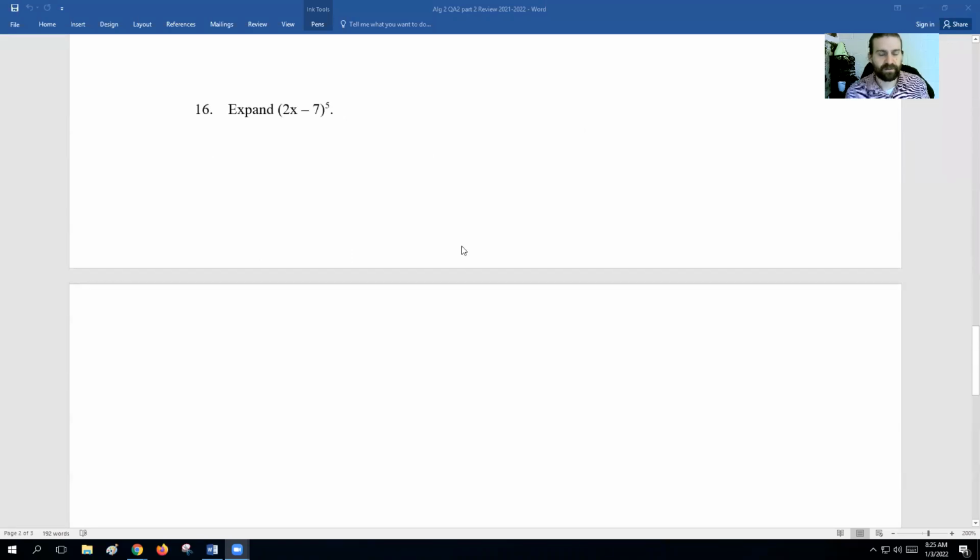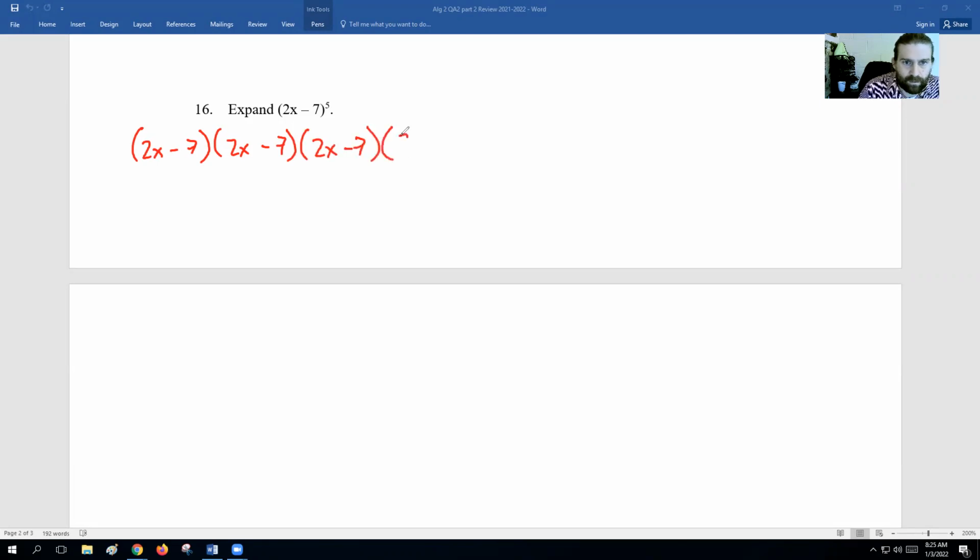All right, last question here is binomial expansion, which we have a shortcut, or what you can do is to write this out 5 times. So the long way to do this is just to write it out 5 times and then to distribute it all. Or you can remember Pascal's triangle here.